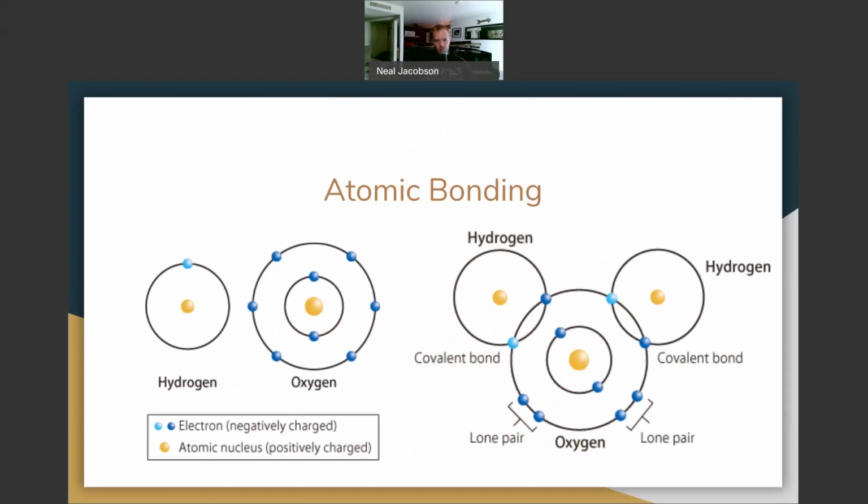Okay, so like I was saying, atoms like to have a complete set of action figures. So here's an example, take oxygen. Oxygen's first period has its 2 electrons in it.